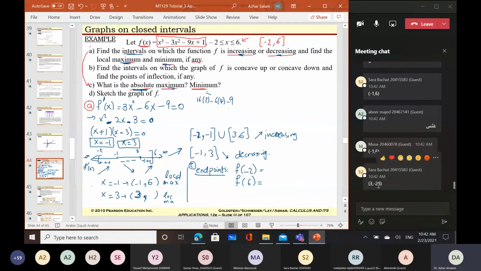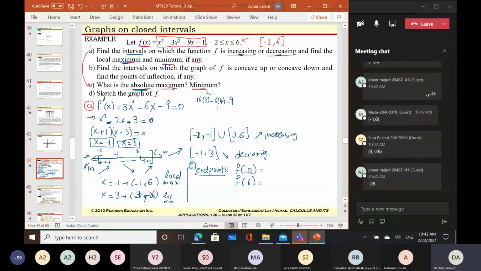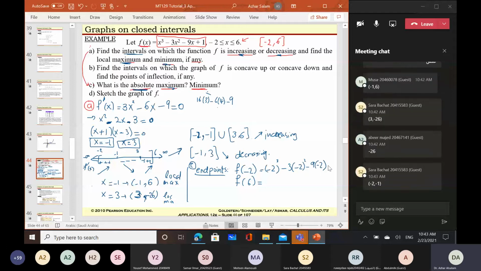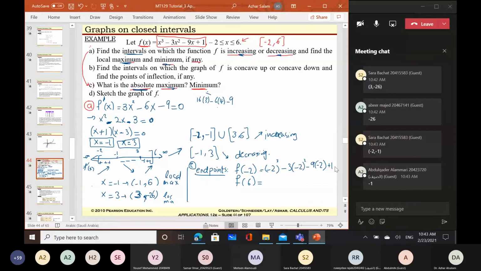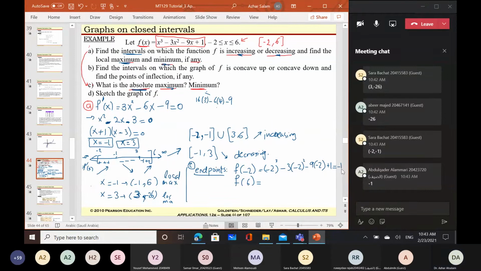Okay, you're sure about that? This value minus 26. Okay. f of minus 2. Someone find f of minus 2. Minus 2, of course, to the power 3 minus 3 multiplied by minus 2 squared minus 9 multiplied by minus 2 plus 1. It will be minus 1. So here equals minus 1.